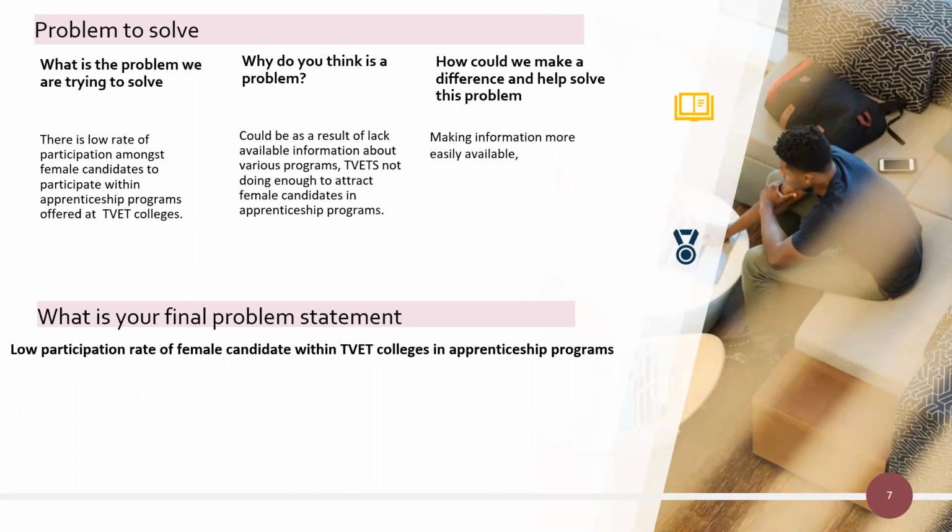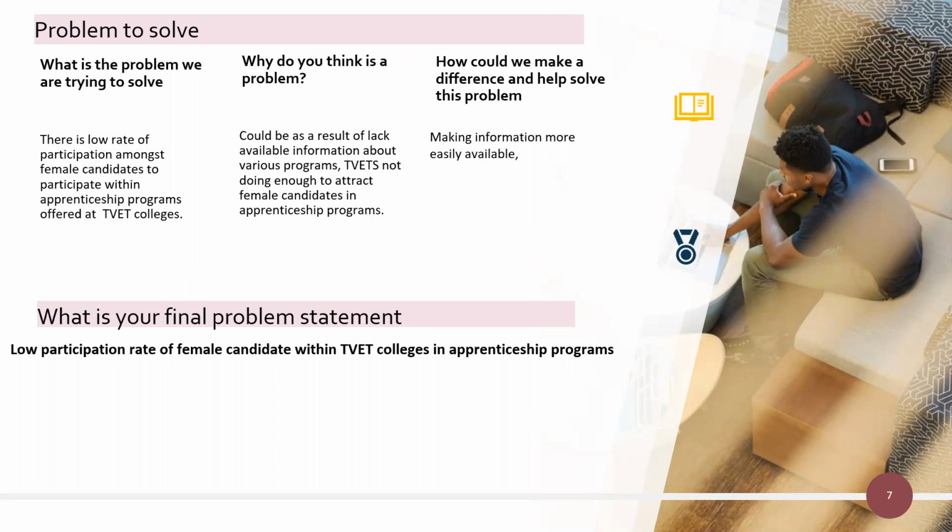The problem we are trying to solve is that there's a low rate of participation of female students within apprenticeship programs at colleges. We think that this is a problem due to a lack of available information with regards to this particular program. And how we can actually make a difference is that we can make information easily accessible for these female students.